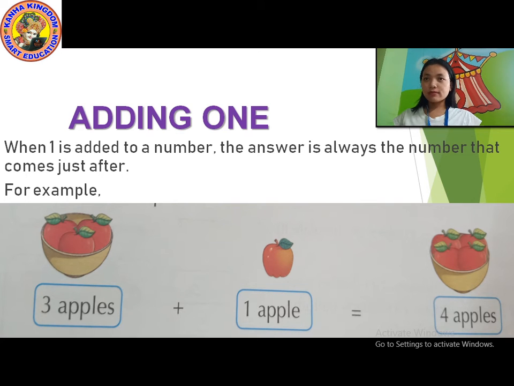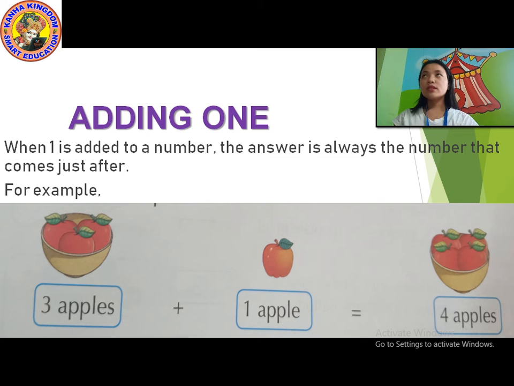Obviously 51, because when 1 is added to a number, the answer is always the number that comes just after. We all know 51 is the number that comes just after 50, right student? Okay, this is a way of adding 1. This is the second property of addition, that is adding 1. When 1 is added to a number, the answer is always the number that comes just after.